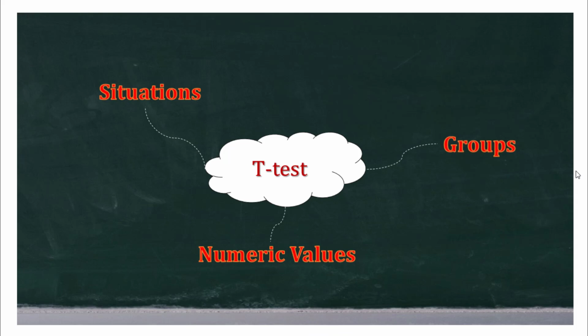For each of the instances, different types of t-test can be used. For comparison of multiple groups, you can use the one-way ANOVA technique. For comparing situations, the paired sample t-test is appropriate. And for numerical value comparisons, the one sample t-test is used. But in this particular video, I will only be discussing the one sample t-test. For other t-test techniques, please refer to my other videos. So let's get started.